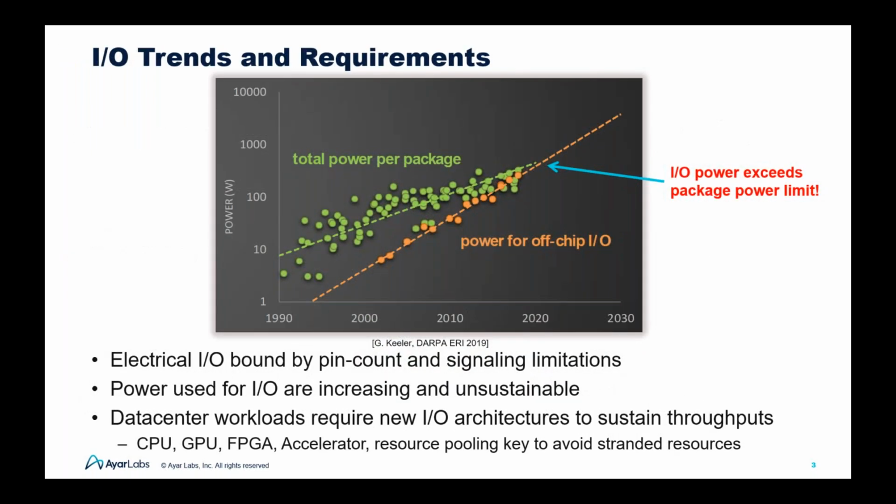If we look at the I/O trends and requirements, we see that the total power that we are dissipating on the package actually exceeds the power for the off-chip I/Os. That is kind of ringing a bell in what we're going to do in the data center, how we can reduce the power for I/Os. To go through that scenario from electrical I/O to optical I/O, we see that if we can move the electrical I/O inside the chip, maybe we can solve the problem of the power at this stage.